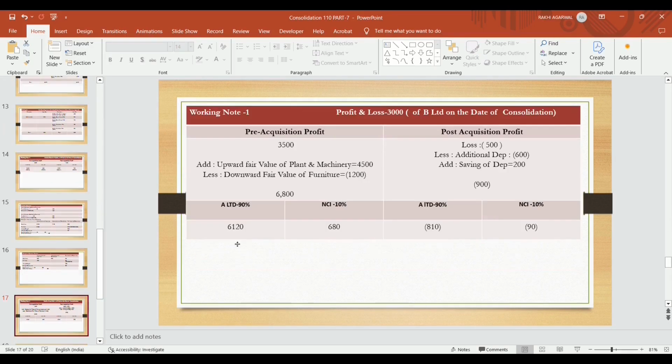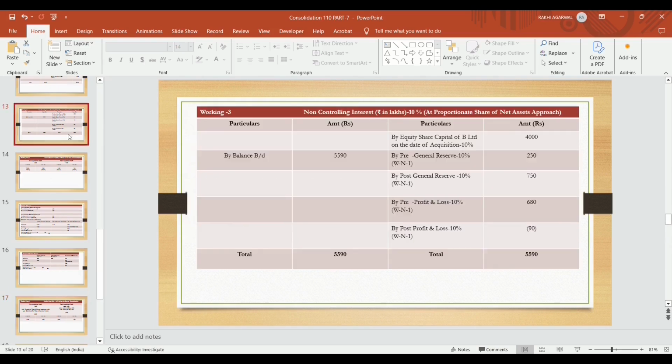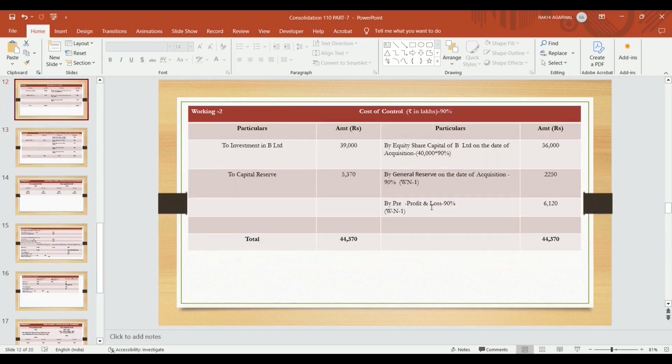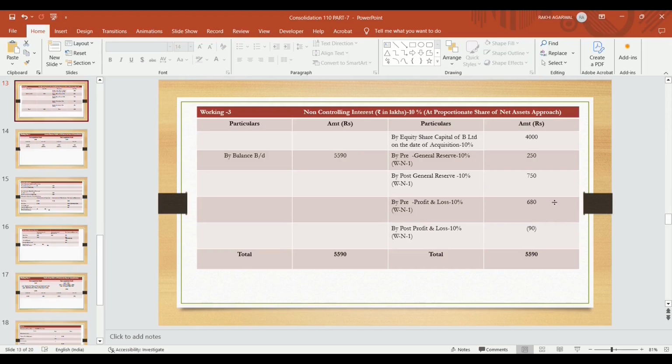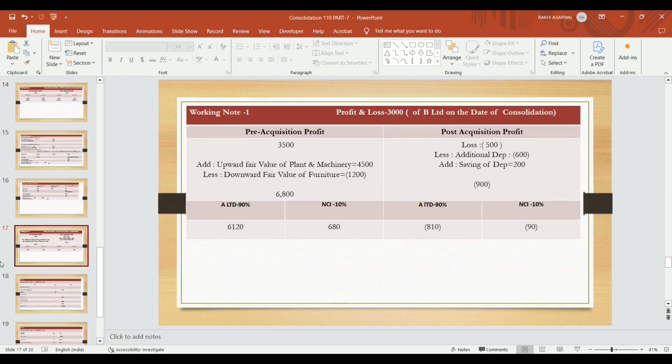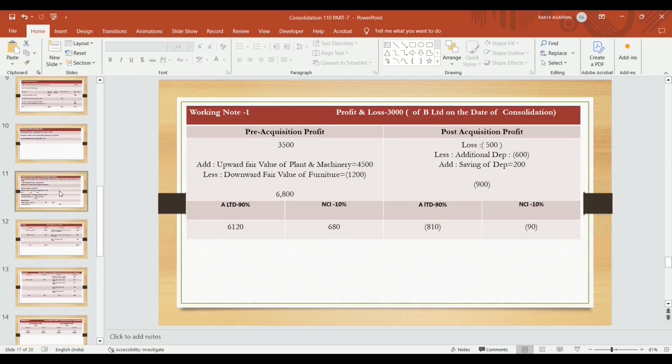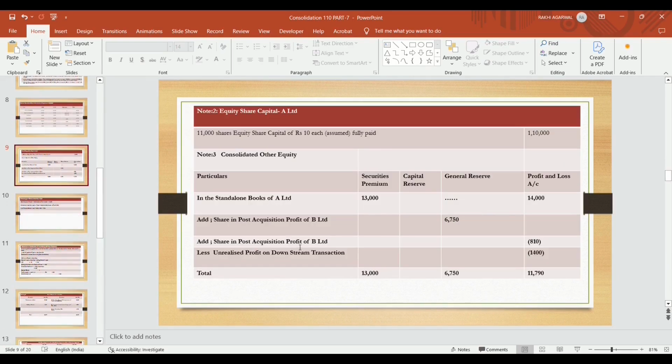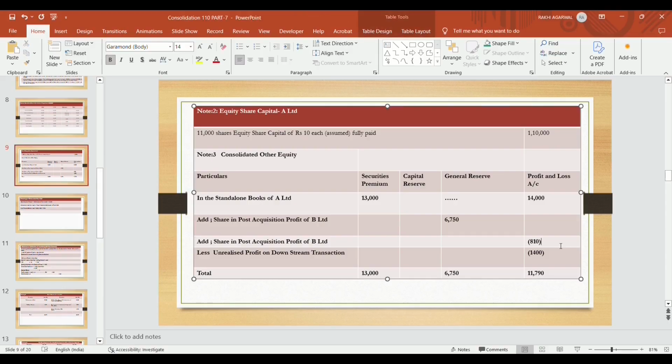In the PL case, the pre-profit of 6,120 goes to the cost of control account, that is by pre-profit 90%, 6,120. By pre-profit 10%, NCI becomes 680, and by post-profit NCI becomes negative 90, a loss of 90. And this loss of 810 goes to other equities, that is the consolidated note. Here the other equities, that is the share of profit of B Limited PL account, is a loss of 810. And unrealized profit is also given, that is 1,400. So securities premium becomes 13,000, general reserve becomes 6,750, PL becomes 14,000 minus 810 minus 1,400.